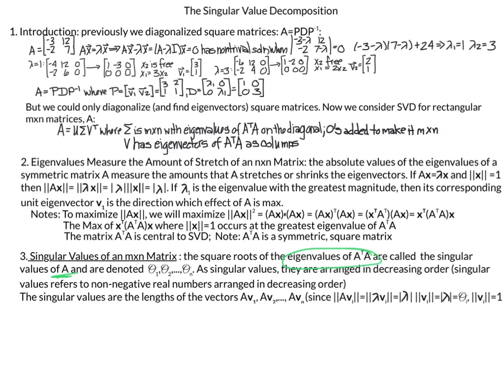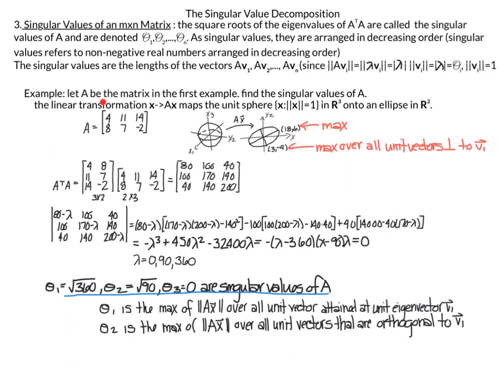And another fact: the singular values are the lengths of the vectors Av1, Av2, up to Avn, for this reason here outlined, which is very similar to the reasoning we had with eigenvalues measuring the amount of stretch of a matrix. So coming back to our last example, where we had this matrix A, which was the 2 by 3 with column vectors 4, 8, 11, 7, 14, negative 2, and it kind of stretched this sphere into this ellipse.